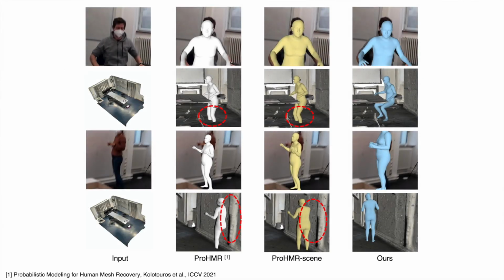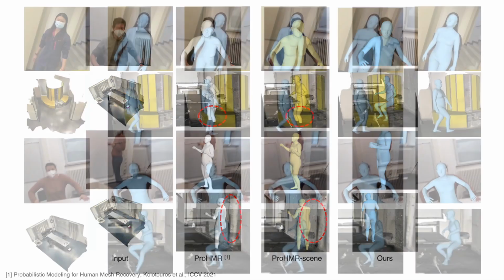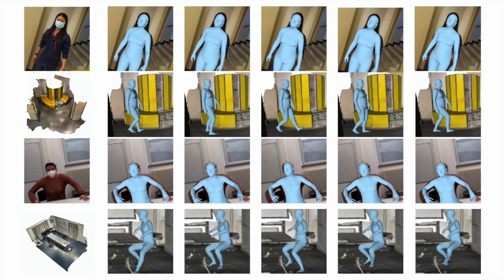Compared with the baseline methods, the proposed model can generate human meshes in natural and realistic interactions with the 3D environment. Meanwhile, diverse poses can be sampled for invisible body parts, with visible body parts aligned with the image.